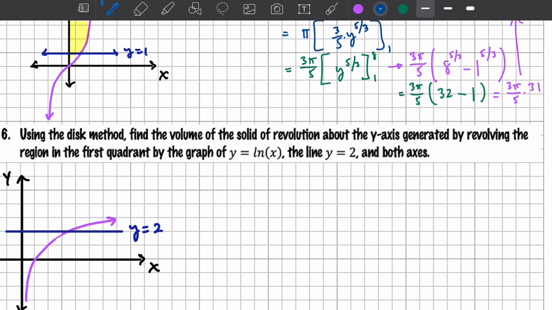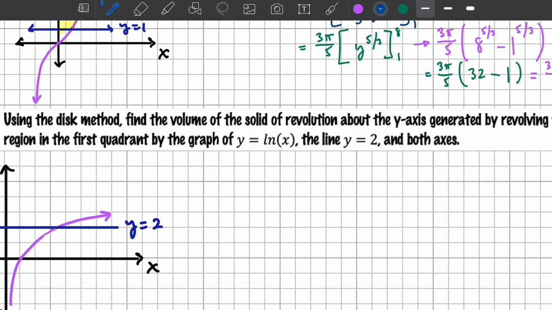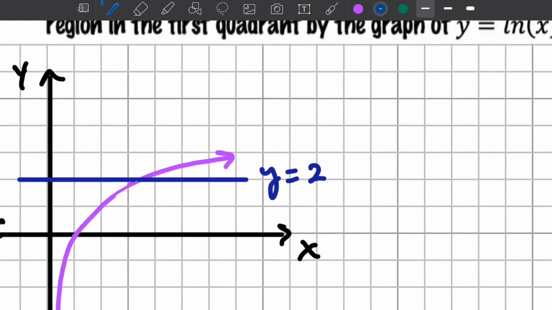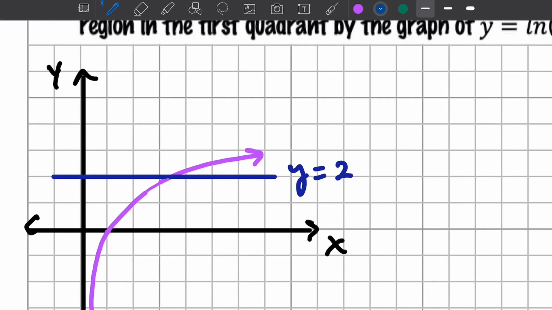Okay, next example. This time we want to find the volume by revolving about the y-axis. And it says, by revolving the region in the first quadrant by the graph of natural log of x, the line y equals 2, and both axes. Let's see, what does that mean, both axes?